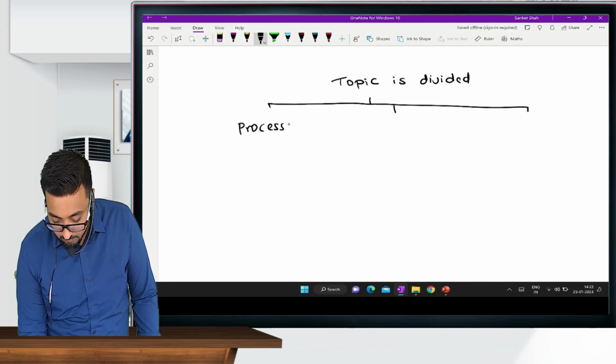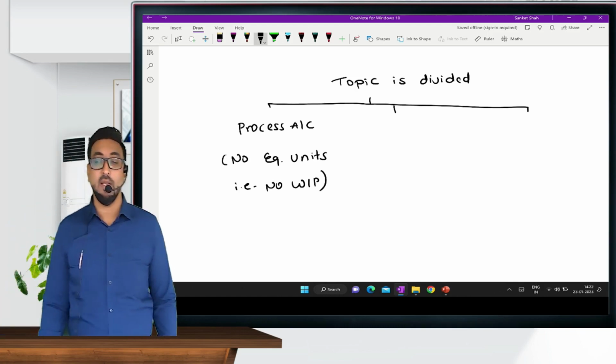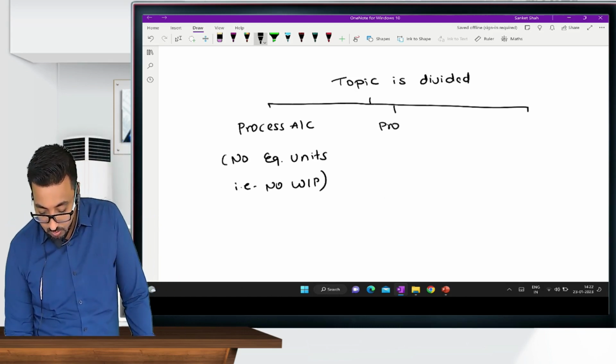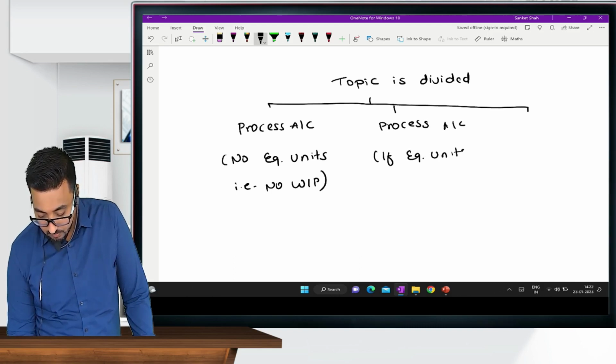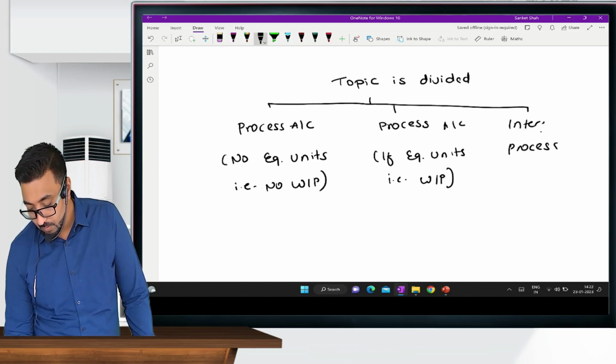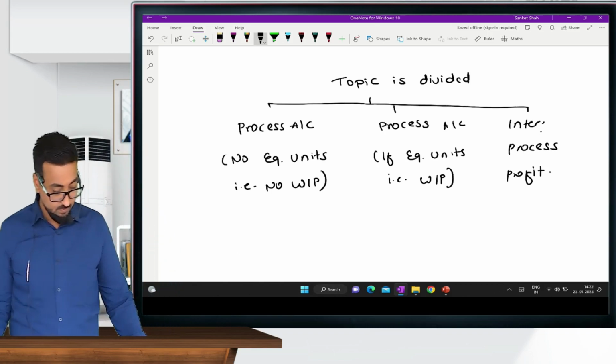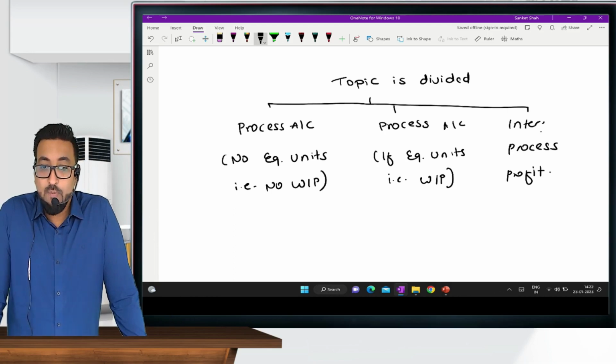1, process account. No equivalent units, that is no WIP. No WIP, no equivalent units means there is no WIP. Process account, if equivalent units, that is WIP. And last one, inter process profit. So inter process profit is the last part. So topic is divided in 3 parts: process account and inter process profit.